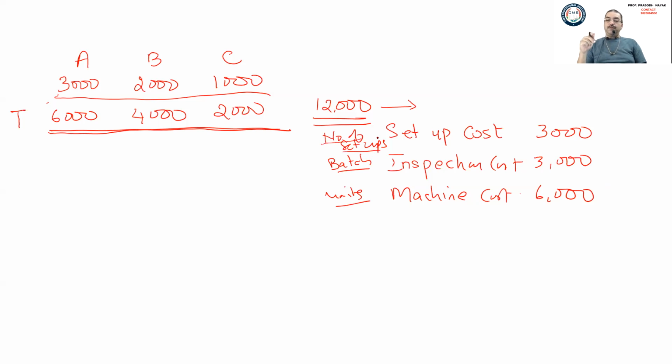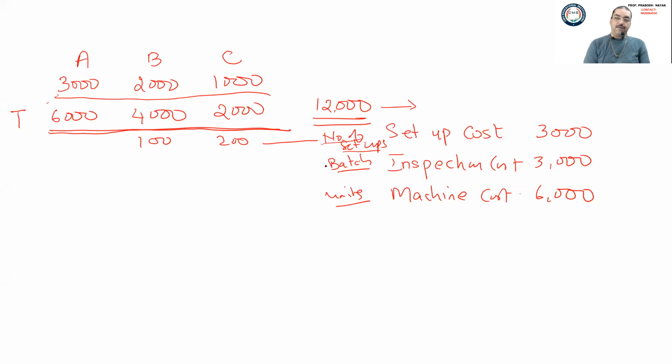Now, suppose I tell you that setup cost is there only for B and C. It is not there for A. Setup cost is not there for A. Number of setups, let us say 100 setups for B and 200 setups for C. This is the number of setups.